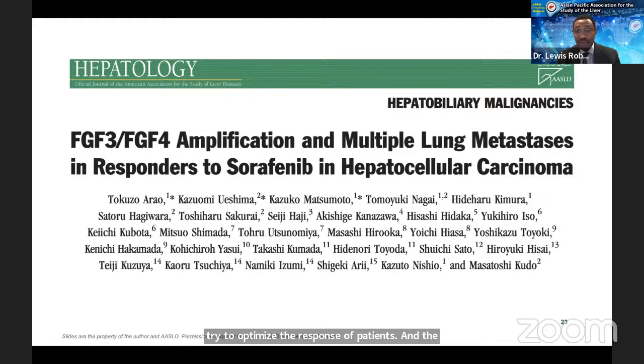the first author being Dr. Arao, in which they showed that amplification of the FGF3, FGF4, FGF19 locus, which is on chromosome 11, was associated with multiple lung metastases in patients with HCC, but also associated with exceptional response in some patients to sorafenib. And so this was published in Hepatology in 2013.